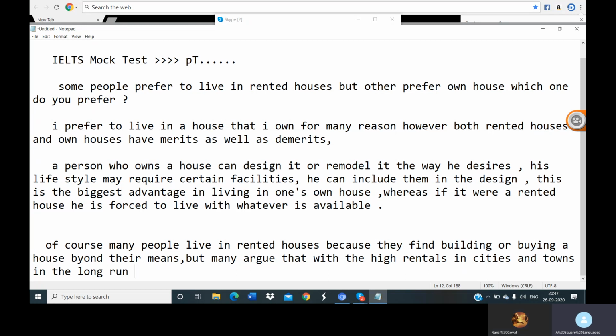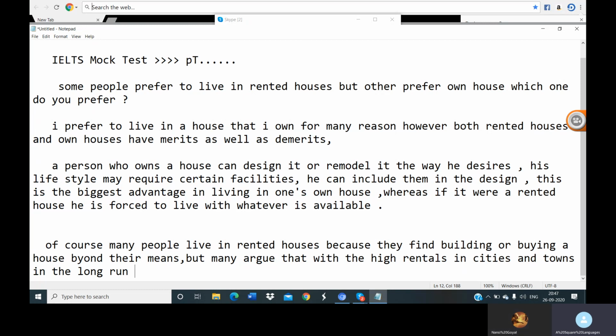मतलब इसका मतलब क्या है कि कब तक मैं रेंट में ही रहता रहूंगा एक लंबे समय तक, right? So they argue that with very high rentals, if you are paying 20,000 rent, can't you think you can take a loan from the bank and pay your EMIs, and that's a repayment plan we have.